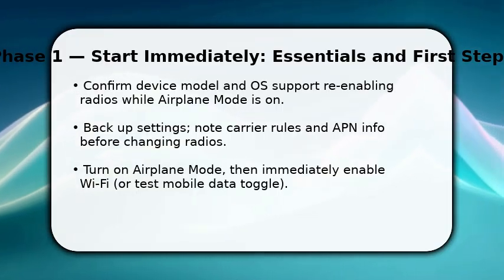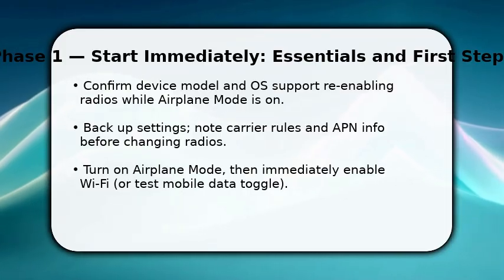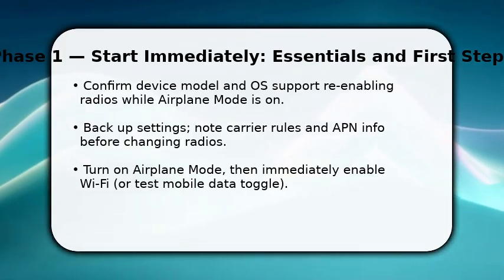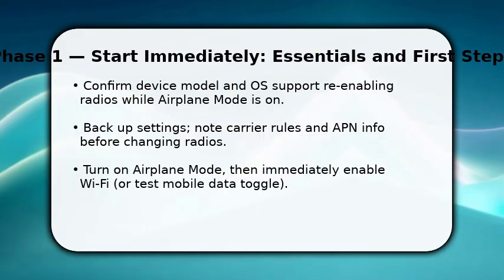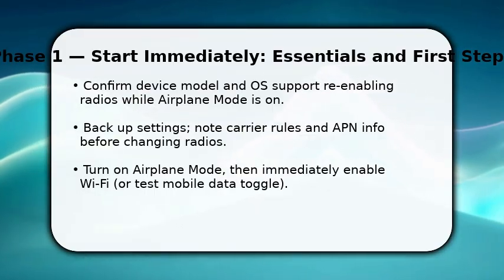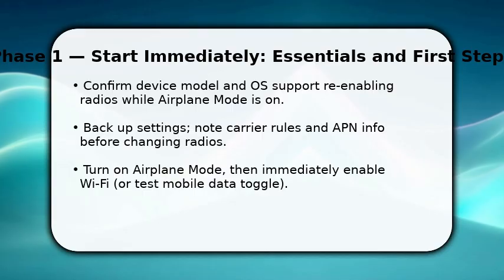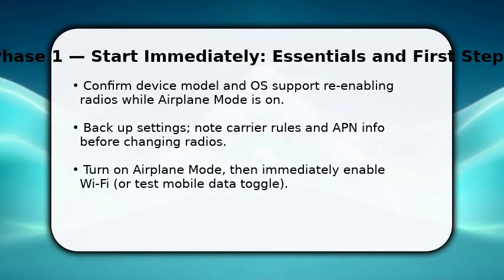Next, flip airplane mode on to silence all radios, then enable Wi-Fi so you can use internet without cellular. If your device supports re-enabling mobile data while still in airplane mode, try toggling the mobile data switch. Otherwise, Wi-Fi is the reliable path.